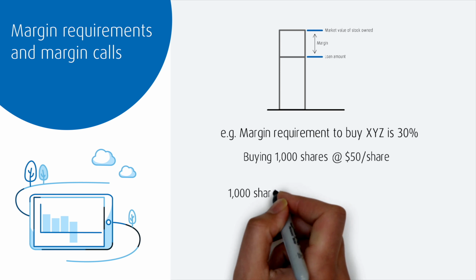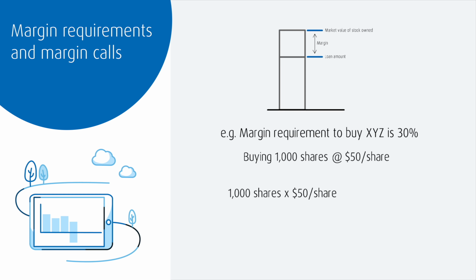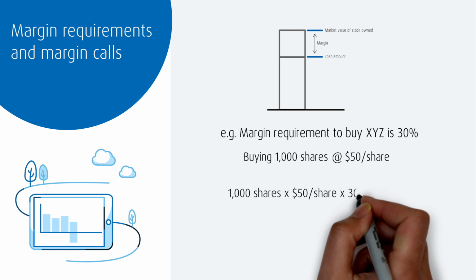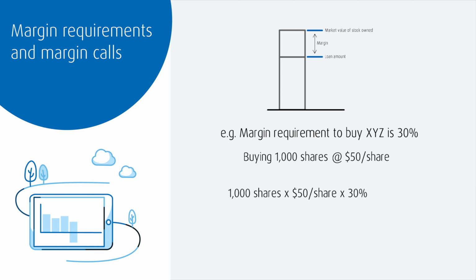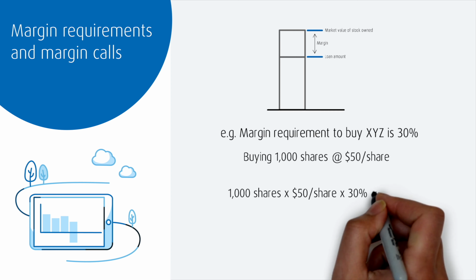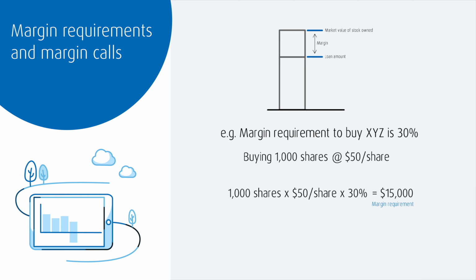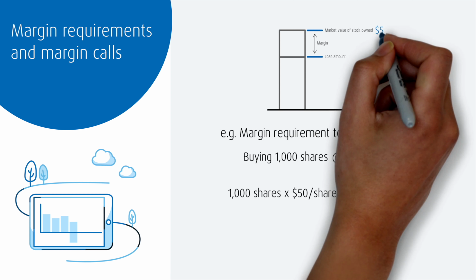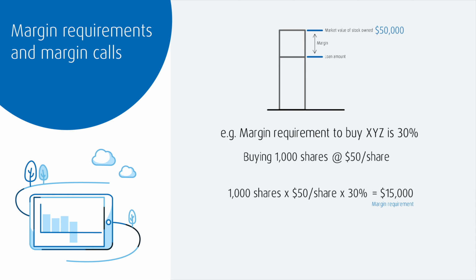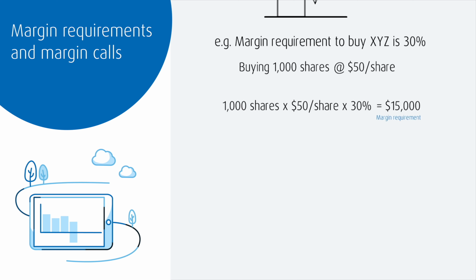You take 1,000 shares and multiply by $50 per share, multiplied by the margin requirement of 30%, which equals $15,000. So while your account will have $50,000 worth of stock XYZ in it, the minimum amount of cash you had to put up for this purchase was $15,000. You are allowed to borrow the other 70%, or $35,000, from the brokerage.